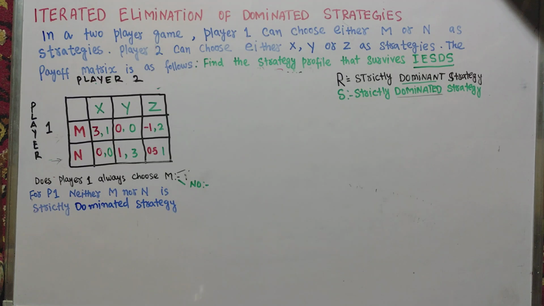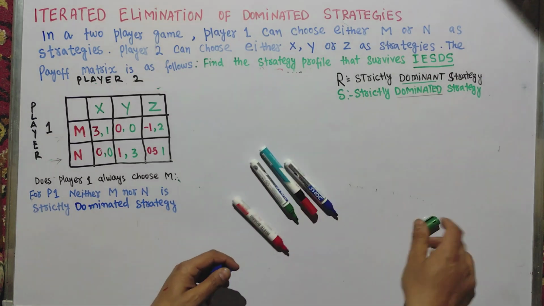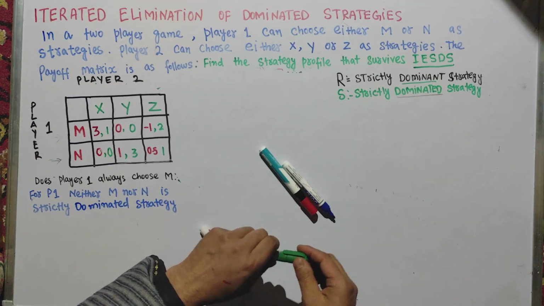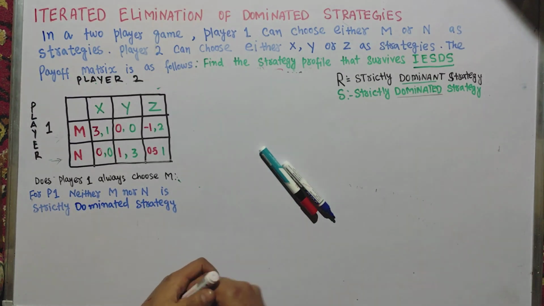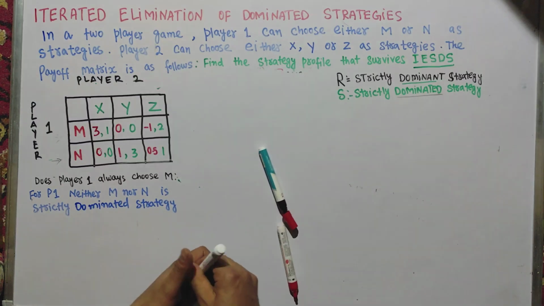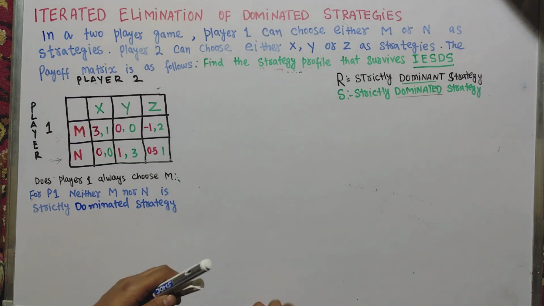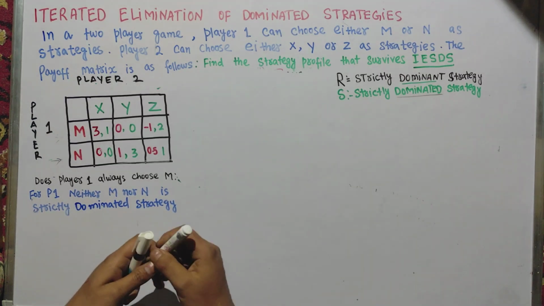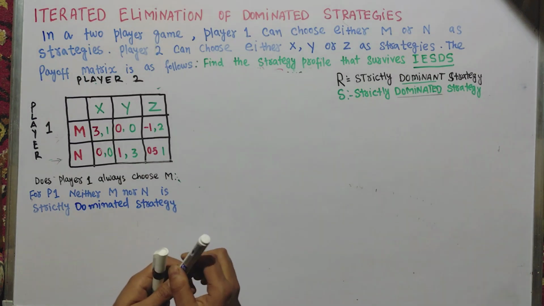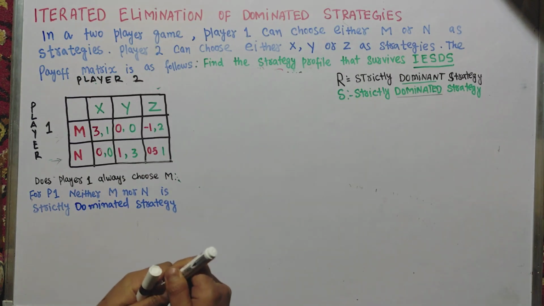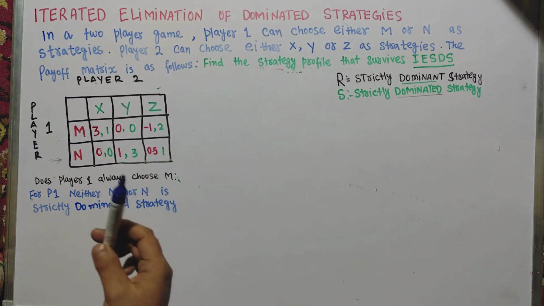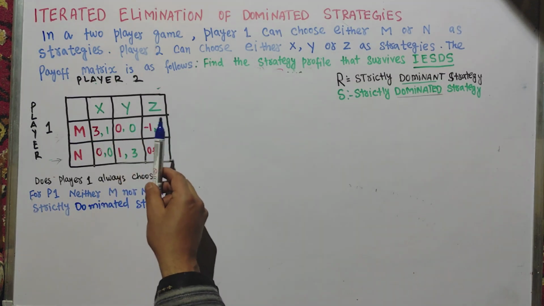Okay, let's take this question from the perspective of player 2. Let me first sort them out. So I am asking the question, let us see what happens for player 2 now. Does player 2 always choose a specific strategy compared to other strategy?